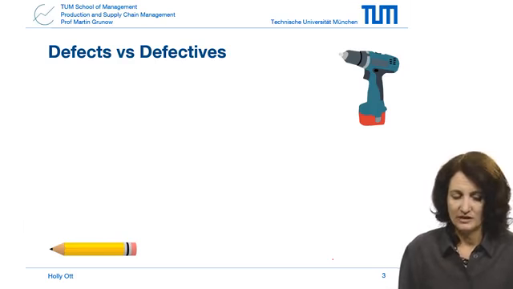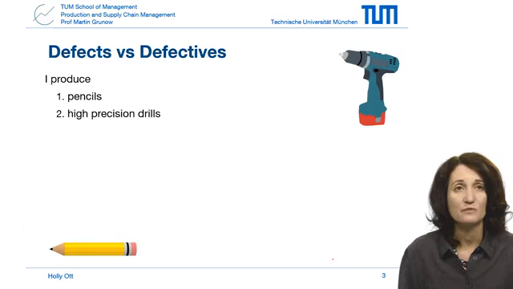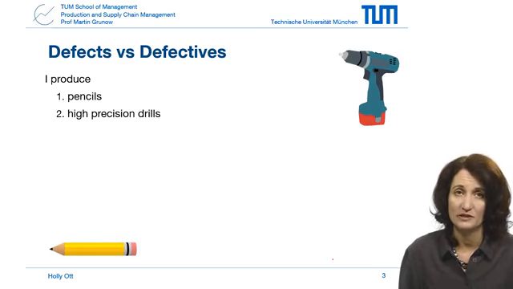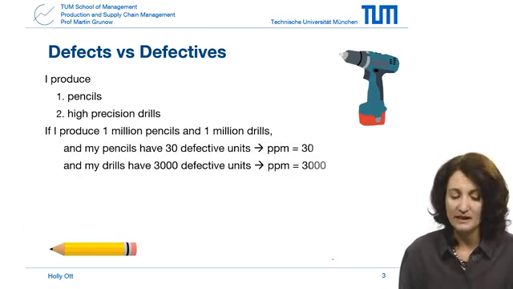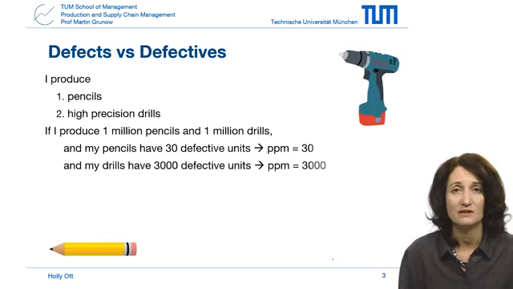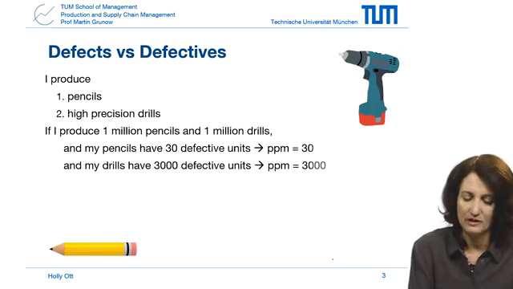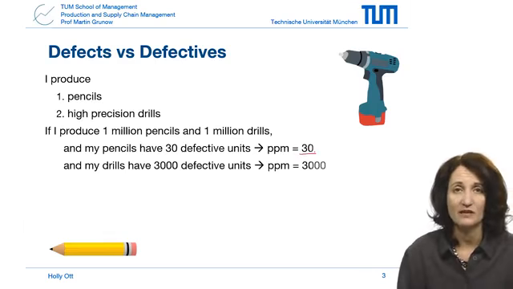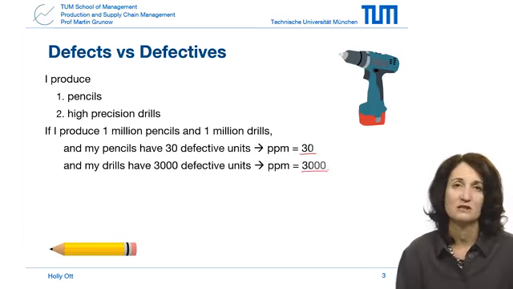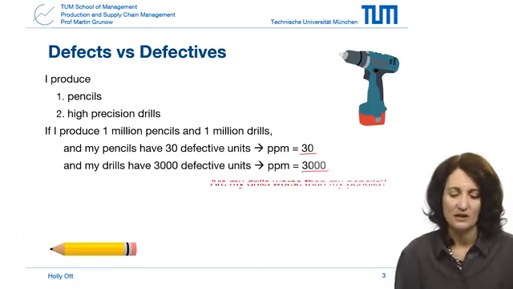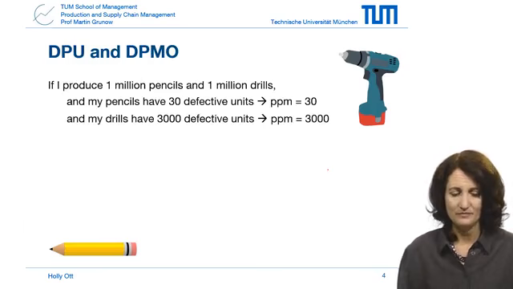Let's look at another example here. I produce pencils and I produce high precision drills. If I produce 1 million pencils and 1 million drills, and my pencils have 30 defective units, then my parts per million, since I produced 1 million, is going to be 30 parts per million defective. My drills have 3,000 defective units, defective drills. I'm going to have a ppm of 3,000 parts per million defective. The question is, are my drills worse than my pencils?